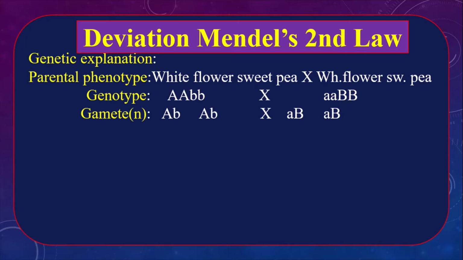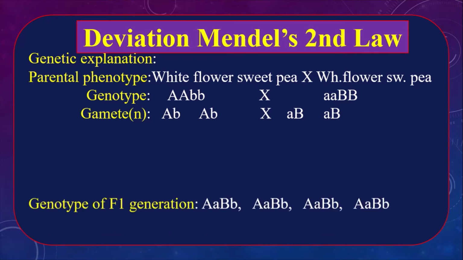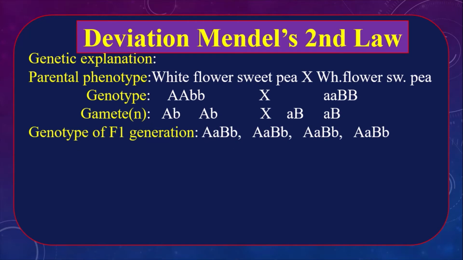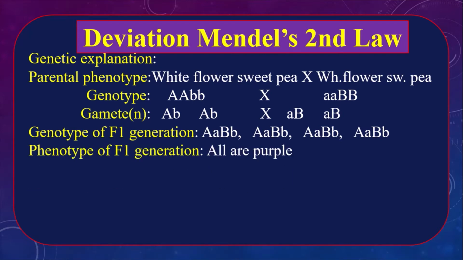Gamete, haploid: capital A small b, capital A small b, and on the other hand, small a capital B, small a capital B. Genotype of F1 generation will be capital A small a, capital B small b, and all will be the same. Phenotype of F1 generation: all will be purple.